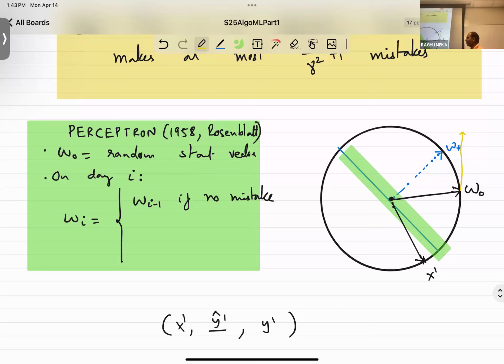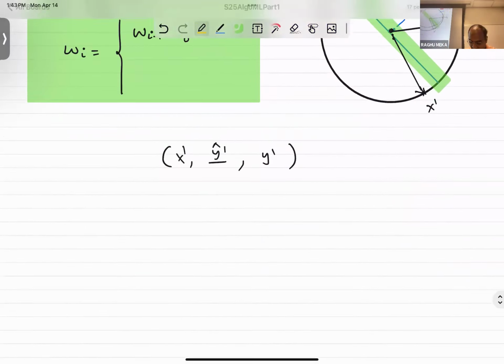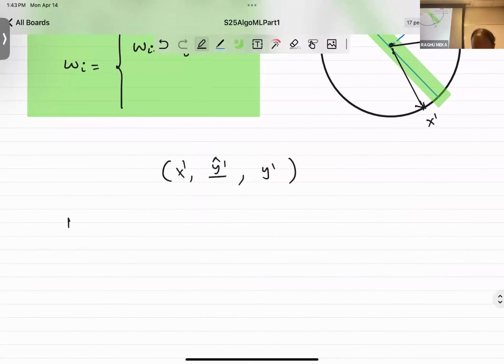Yeah, right? So the intuition is X1, if you just do a case analysis, right? The true label was negative, we said positive. That means that somehow X1 is kind of pointing away from the true W star, right? So minus X1 is kind of along with W star. So I should take a step along that. Okay. So let's do a case analysis.